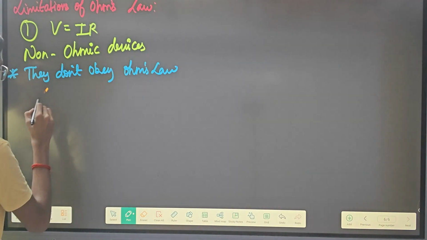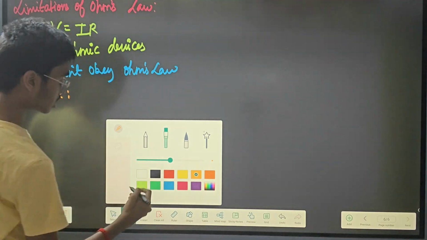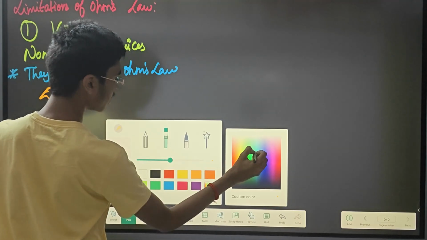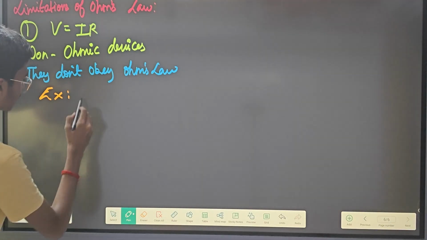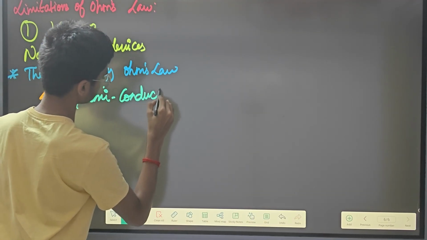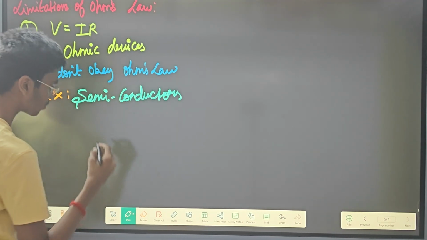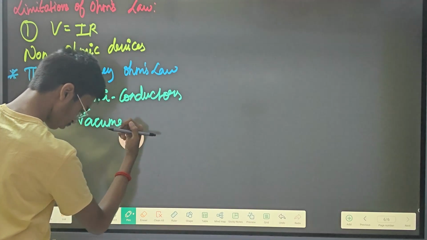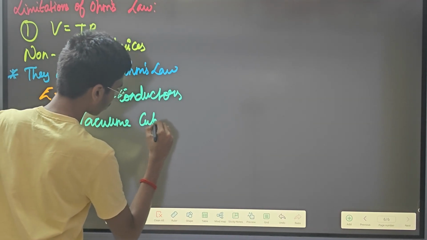Sorry, not conductors. Very sorry. Semiconductors are the ones which are highly used, not conductors. You have to note this point also. Then after semiconductors, vacuum tubes. What are vacuum tubes? I don't know what a vacuum tube is.